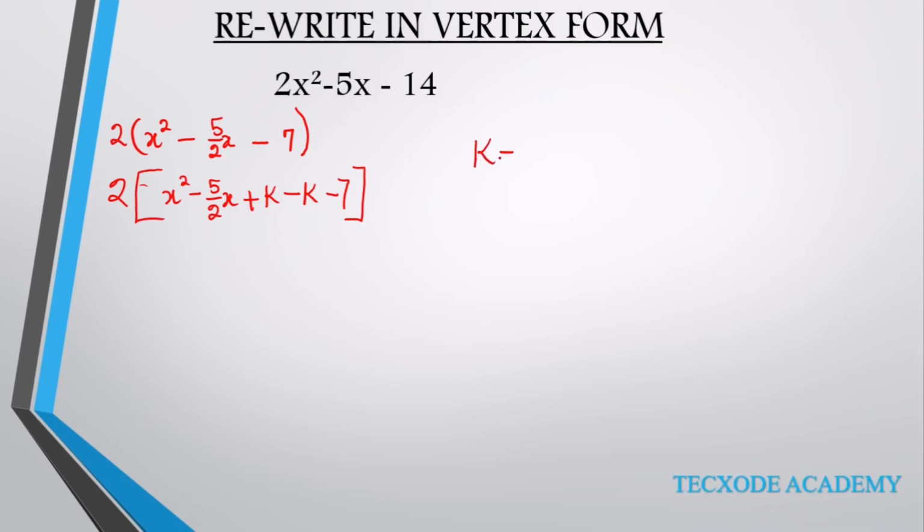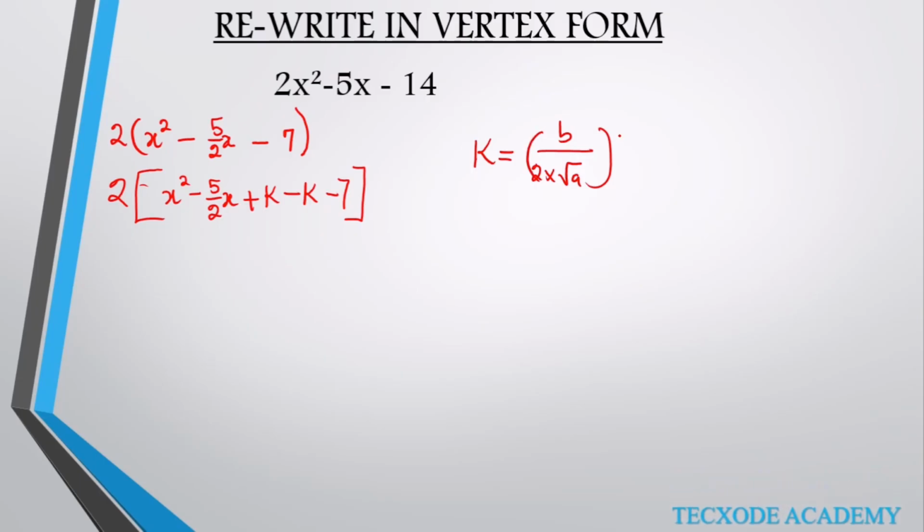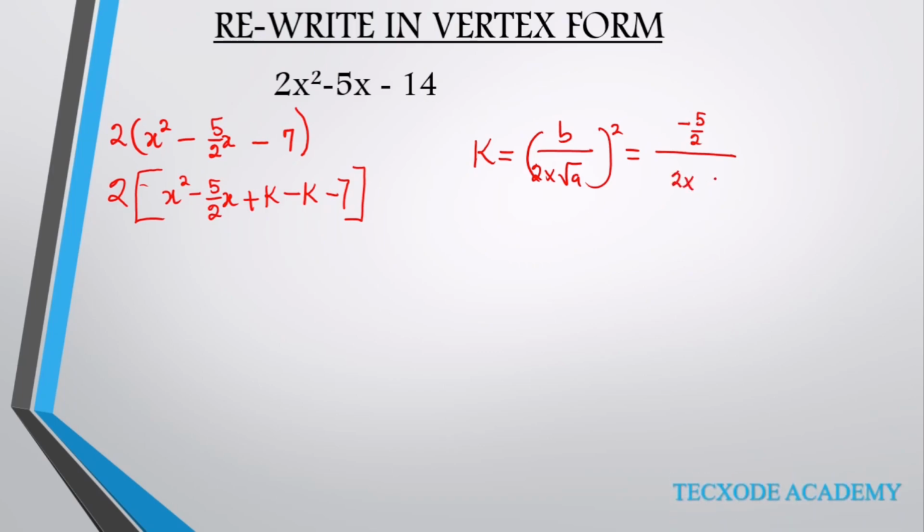k is equal to b over 2 times the square root of a, everything squared. So b in this case is the coefficient of x, which in this case is negative 5 over 2. Now 2 multiplied by the square root of a is 1 to save us time. Everything would still be squared. So let's take it one by one. We're going to have a situation like this.